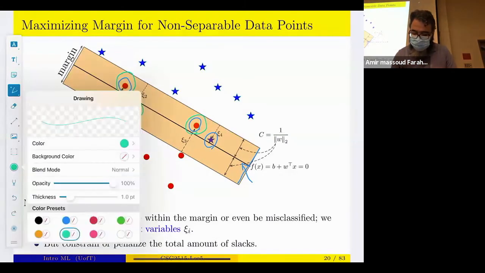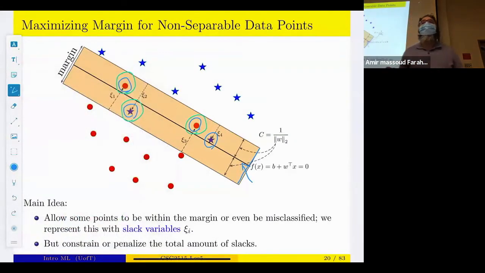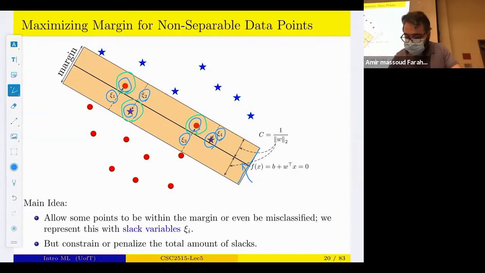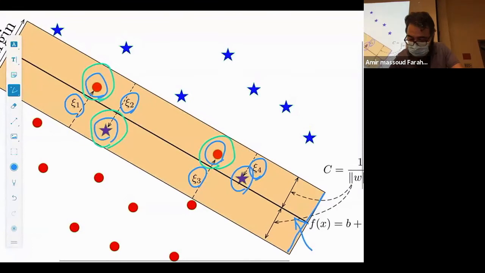So what we can do is say that we allow these points to be within the margin, but by how much? By some values, say ξ1, ξ2, ξ3 to ξ4. These are positive numbers, the distance or the amount by which they pass the margin. So ξ1 would be this value that is separating, going into the margin.